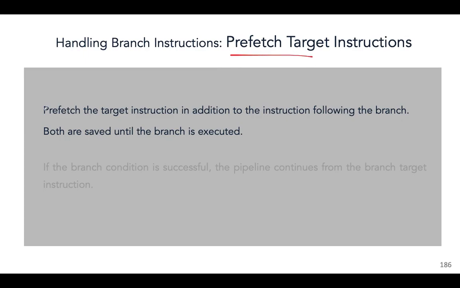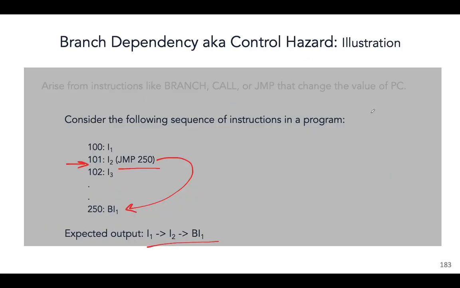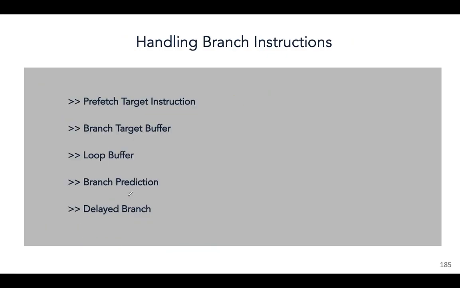So what happens is, in this case, the target instruction is prefetched in addition to the instruction following the branch. That means if we take an example of this one, suppose this was a branch instruction. So I2 is fetched, then I3 is fetched, and BI1 is also fetched. That is what prefetch means, right? So you fetch the instruction which is the next instruction following the branch, plus you fetch the instruction that the branch instruction actually wants you to fetch.